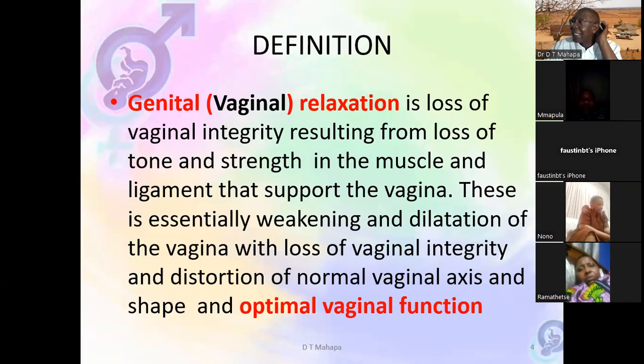While genital relaxation is loss of vaginal integrity resulting from loss of tone or strength in the muscles and ligaments that support the vagina. This essentially means weakening and dilatation of the vagina with loss of its integrity and distortion of the normal vaginal axis, with the resultant loss of optimal vaginal function.